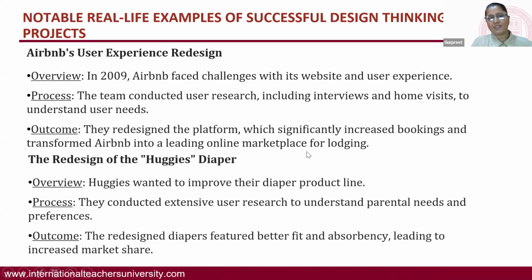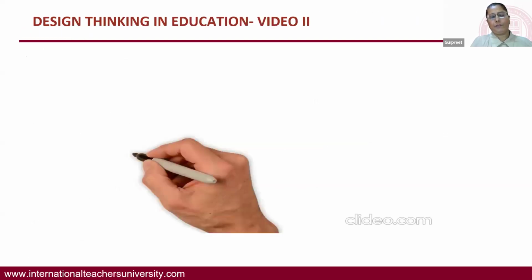And second and very important example is redesigning of Huggies diaper. Huggies also involved redesigning to improve their diaper product line. They conducted design thinking based extensive user research to understand the parental needs and preferences. And these redesigned diapers featured better fit and absorbency, and therefore they increased their market share. These are real life examples of design thinking. Now let's watch a video to see how design thinking can be applicable in education.